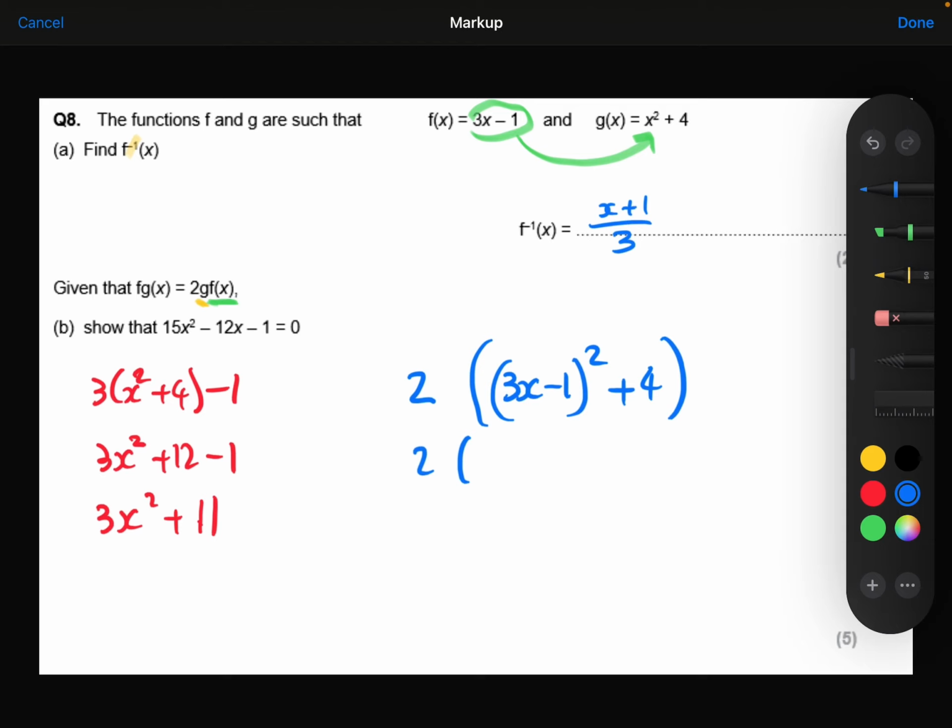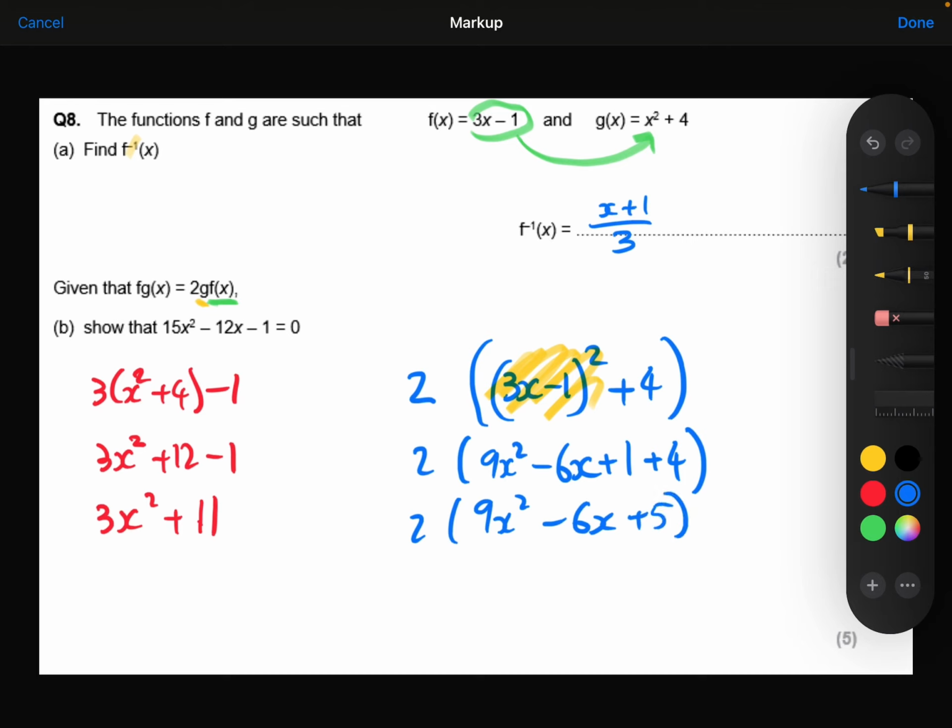Expand the inner brackets. Let's just expand this first of all. So we've got 3x times 3x is 9x squared. 3x times minus 1 is minus 3x. And we've got 2 of those. And then the minus 1 times the minus 1 is plus 1. And then include the plus 4 as well. Collect up those like terms. And then we can multiply all of those terms by 2.